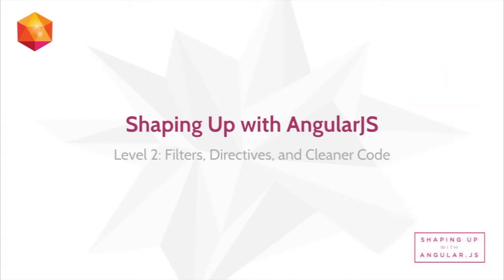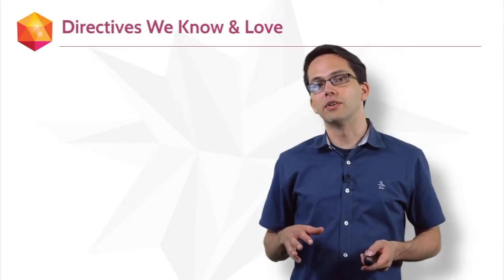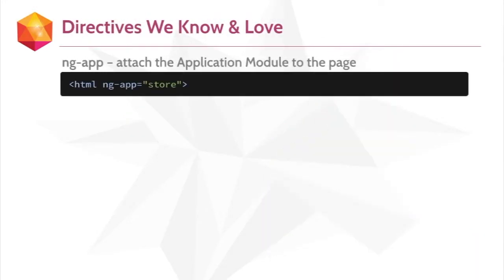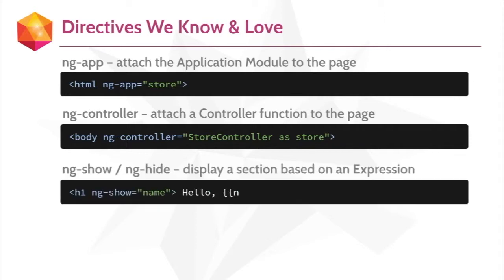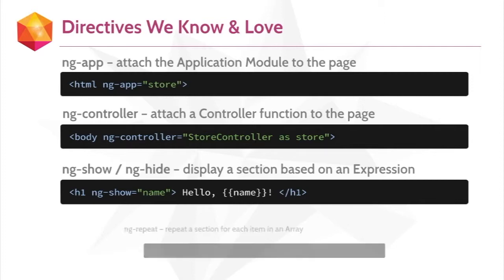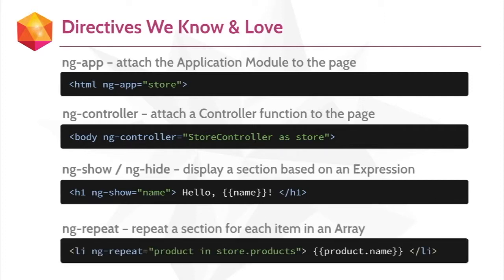To review some of the directives we've gone over, we've got ng-app, that's how we attach the application module to the page. We have ng-controller, that's how we attach a controller function to the page. We have ng-show and ng-hide to display or hide a section based on an expression. And we have ng-repeat, to repeat a section for each item in an array.